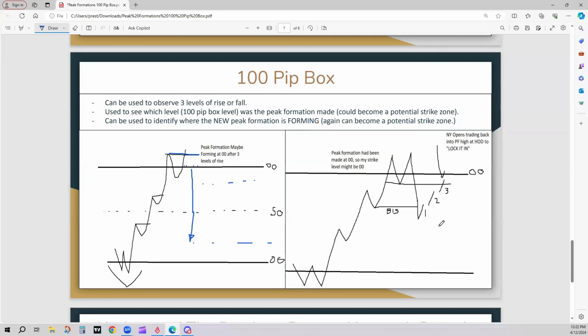Same thing can be said if the peak formation was already made earlier in the day and I come to the screen and I see, okay, well, there's a peak formation made, but what numbered box level was it made at? Okay, it was made at double zeros. Maybe there's a break in structure to the downside, but that puts double zeros as my level for them to trade back up into: 1 push, 2 push, 3 push, back up to double zeros. Where the neckline of that peak formation was made, that's my strike zone, my strike level.